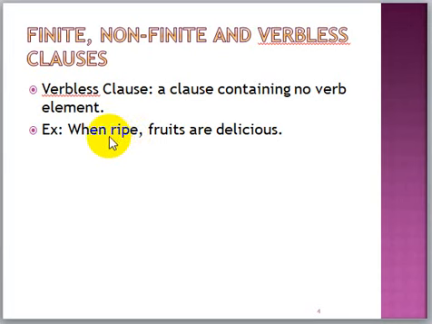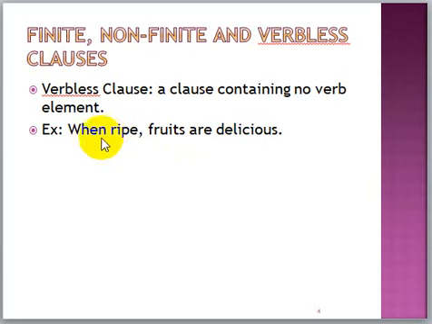Now here the verb is, sorry, not the fruit is ripe, but when the fruits are ripe. So when the fruits are ripe, they are delicious. So for certain stylistic techniques, it is used like this: when ripe, fruits are delicious.